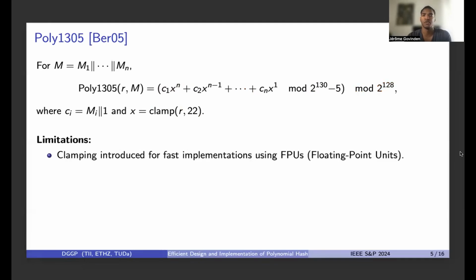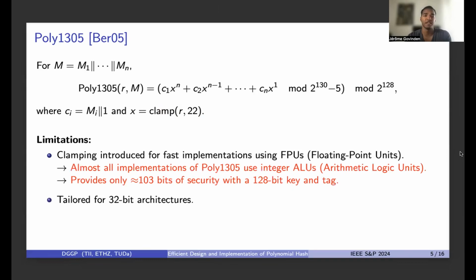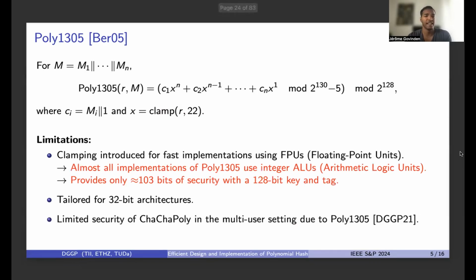Firstly, while clamping was introduced for fast implementations using floating point units, most implementations today don't benefit from it, as they use integer ALU instructions. Secondly, this clamping reduces the security to 103 bits, while 128-bit would have been expected due to the size of the key and the tag. And the limitation is that Poly 1305 is tailored for 32-bit architectures and not for 64-bit ones. And finally, in an analysis by de Gabriel et al., it was shown that ChaCha20-Poly1305 has limited multi-user security. And this is due to the Poly 1305 part.